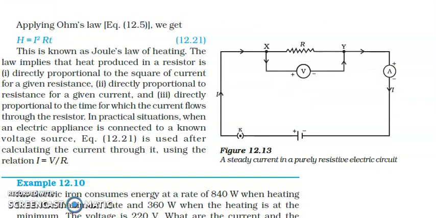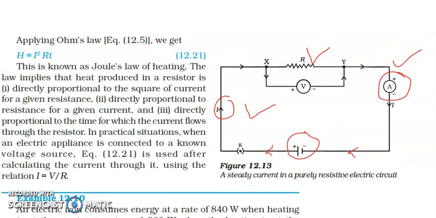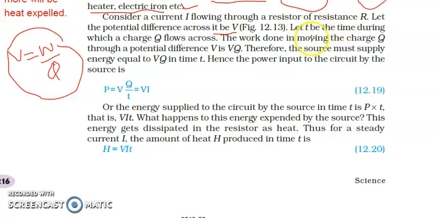So this is figure 12.13. As we can see, a battery has a potential difference of V volts. This is the resistor R, and this is the ammeter that has been connected with the battery. The battery will be expelling current I, as you can see in the figure, the potential difference across this resistor would be V, and ultimately the current will come back through the battery. So this is what we have considered in this case. Let t be the time for which the charge q flows.